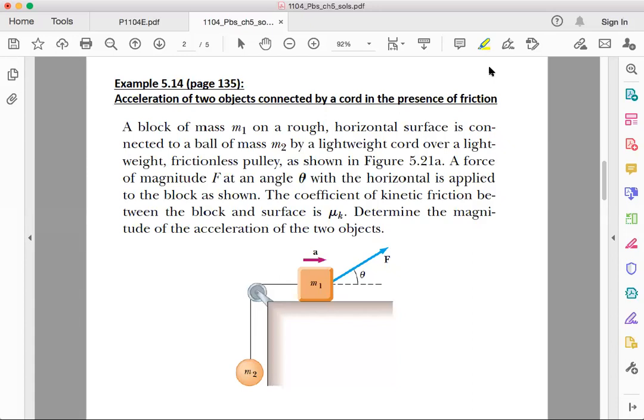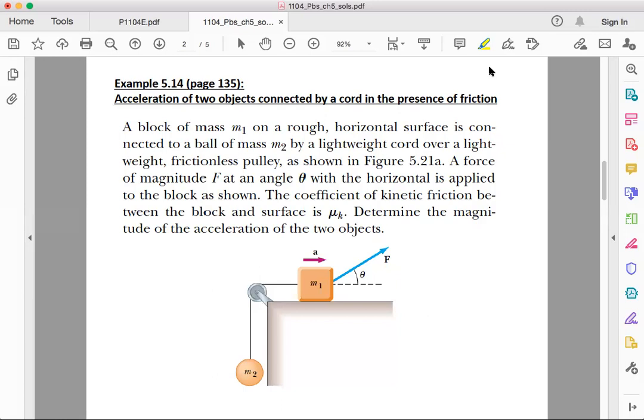Another example: acceleration of two objects connected by a cord in the presence of friction. We have a new problem. It can be seen as similar to the previous one. But in this case, we're going to discuss blocks that are connected, with the presence of a friction force. And also in this case, we have an external force F applied on one of the blocks. So let's read the given.